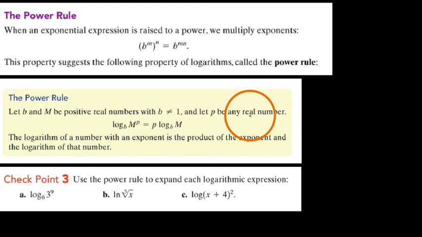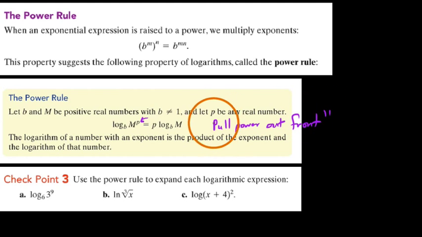We say let p be any real number. Essentially, you can see that p here is the exponent. What you see with the power property is that this power gets pulled out front. And by the way, what I mean by pull the power out front, we say that this is the log of something being raised to a power. What I mean is we'll just put that p out front and we'll call this multiplication, okay? So that's our multiplication right there.